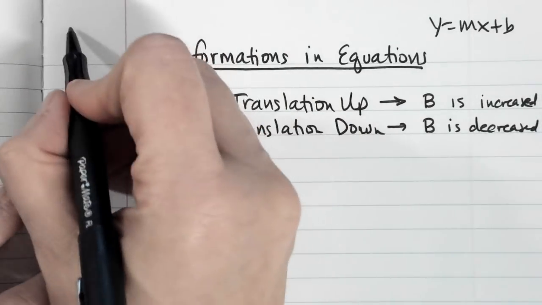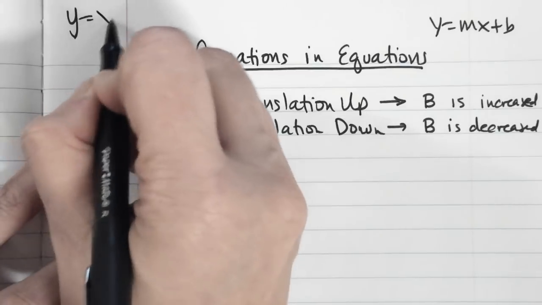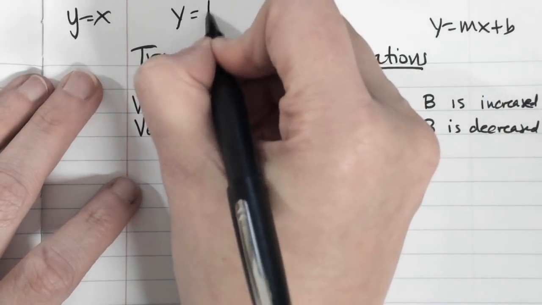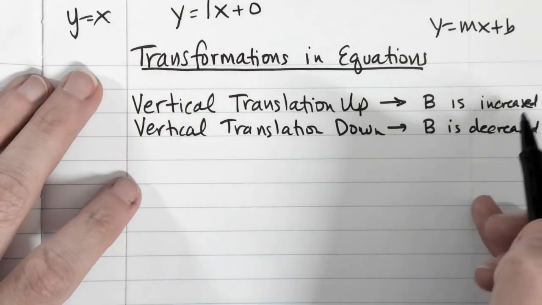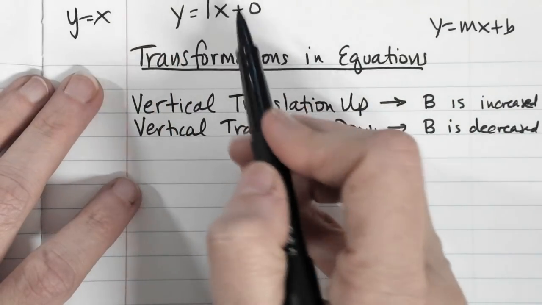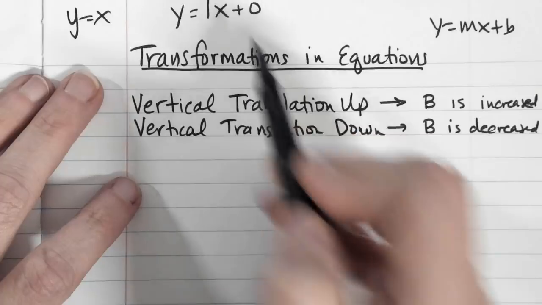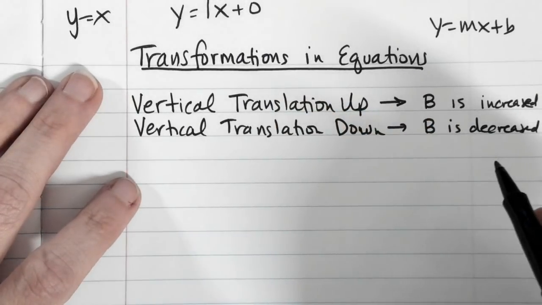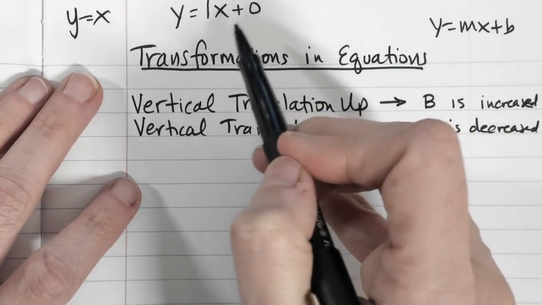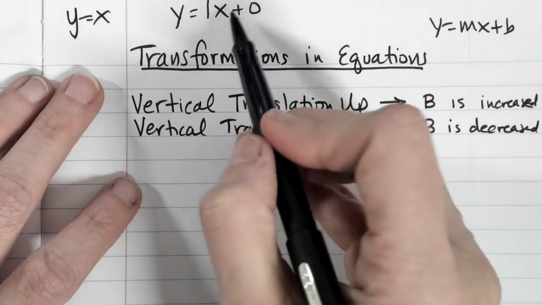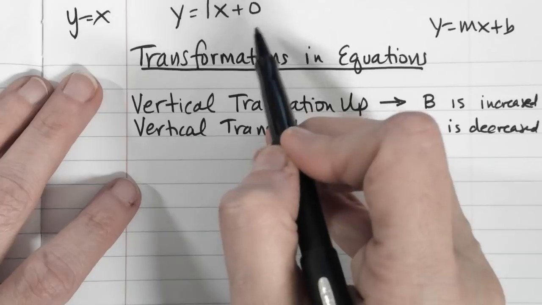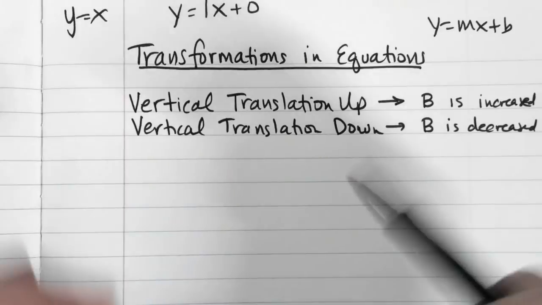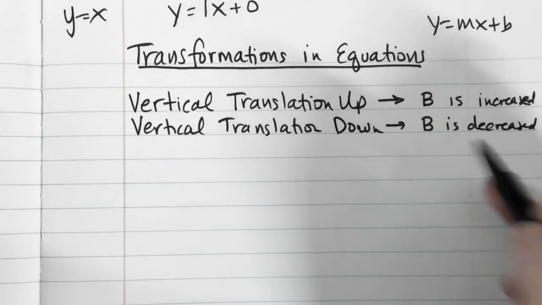Okay, and remember, we're changing from my parent function y equals x, which, if you're trying to see how it's changing, you could say y equals 1x plus 0. So if I increase that, I'm going to add to the 0. If it's increased by 3, I'll add 3, so it'll be 1x plus 3. If I decrease it, I'll subtract. So let's say it's decreased by 5. I'd subtract 5 from that B value. It would be 1x minus 5. So when I do translations, I'm changing B.